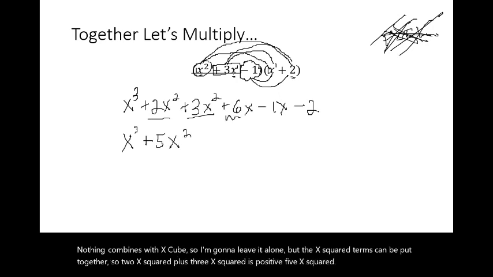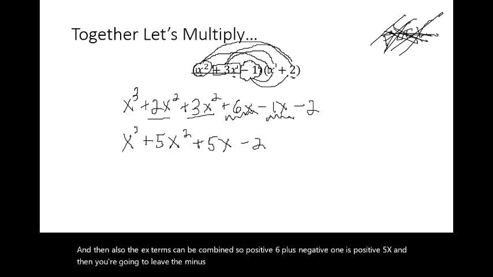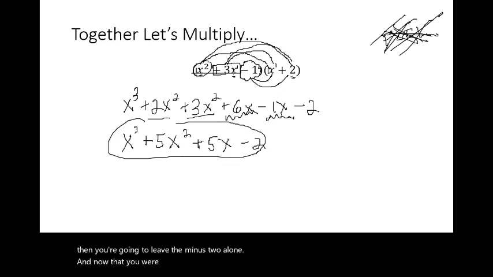And then also the x terms can be combined. So positive 6 plus negative 1 is positive 5x. And then you're going to leave the minus 2 alone. And now that you are left with only unlike terms, this is now fully simplified.